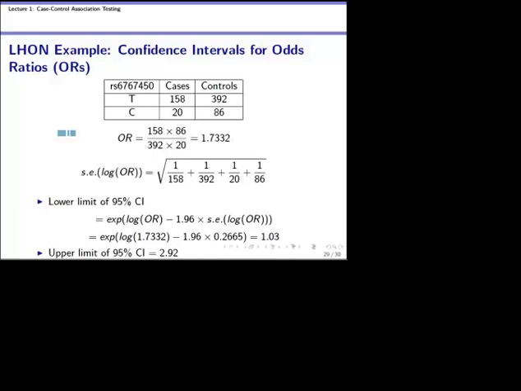So we have our standard error, and our 95% confidence interval is 1.03 to 2.92. Would we reject the null hypothesis? We reject the null, right? Because one isn't in the confidence interval. An odds ratio of 1 says there's no difference, so the odds are the same whether you have the T allele or the C allele. One is not in our confidence interval, barely. Since 1 isn't in the confidence interval, we can reject the null on some level. Any questions about that?